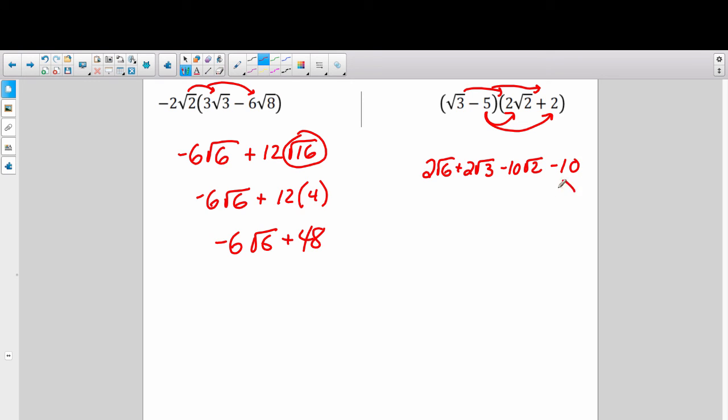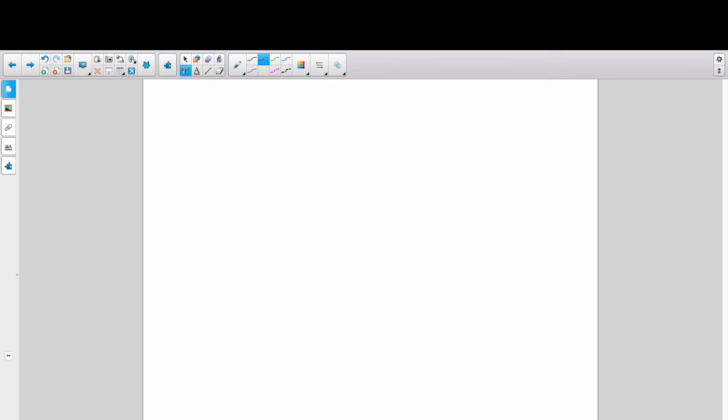Well, I hate to say it, but there's nothing to combine here. There's nothing to reduce. These radicals are very simplified. That ugly answer is actually your answer, so we'll take it. That's nice. Cool.